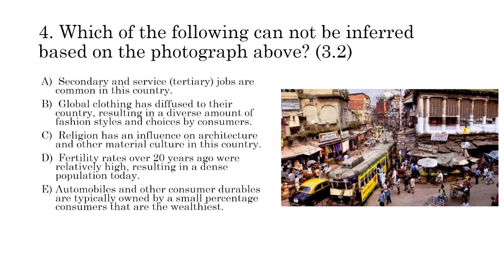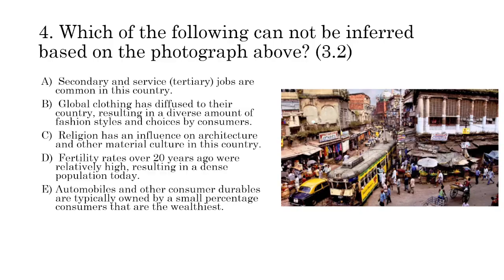B, global clothing has diffused to their country, resulting in a diverse amount of fashion styles and choices by consumers. So we can just look at the clothing here for sale. We can also look at the clothing the people are wearing. There's a lot of different blue shirts, but for the most part, it's pretty diverse, especially if we look at that shop here that's selling all the different clothes. There's a lot of different clothing styles that you can wear. And we can see that there's a mosque in the image here, but they're not wearing predominantly Muslim clothing, both the men and the women in this image here. So global clothing, yeah, it has diffused. It's part of popular culture. C, religion has an influence on the architecture and other material culture in this country.